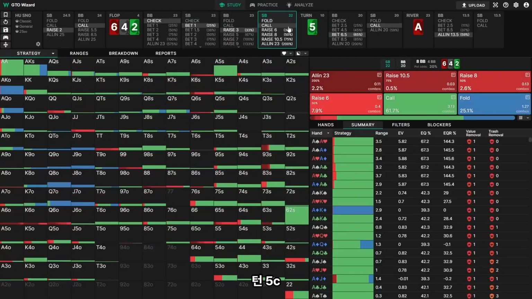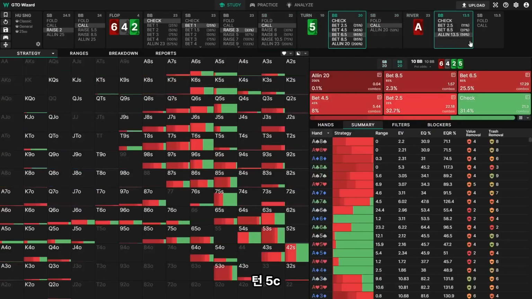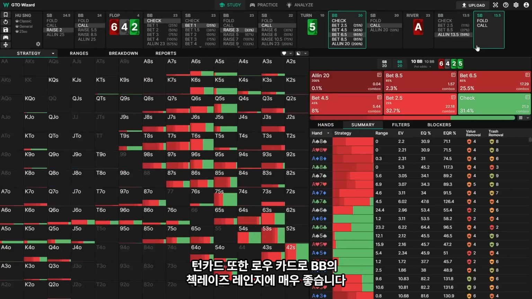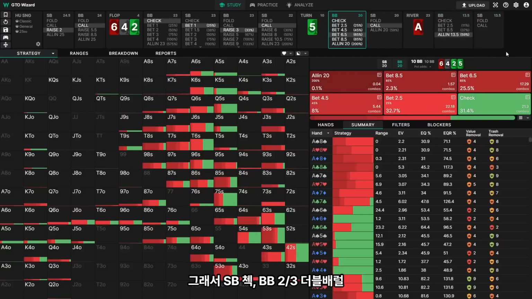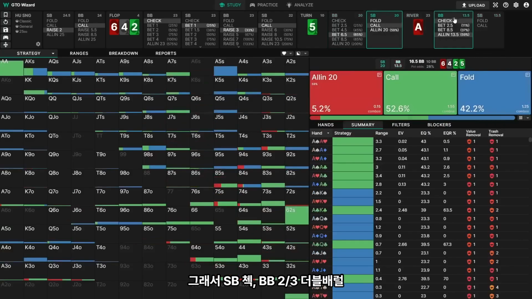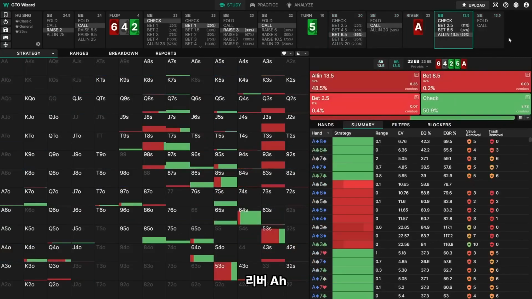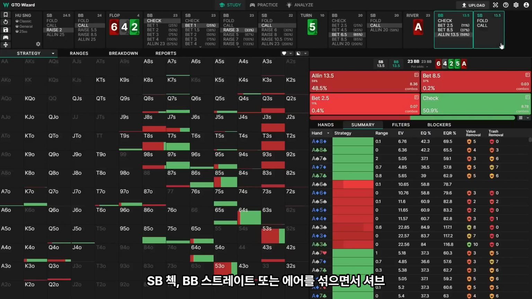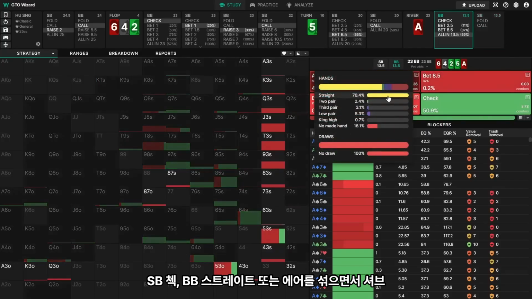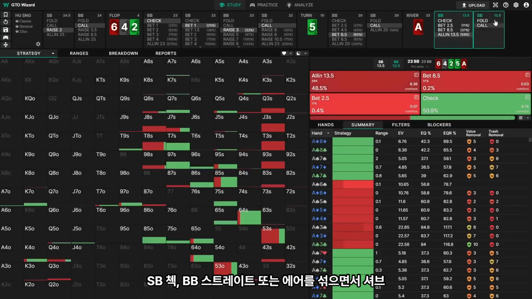So they raise, and we get another low connected card, this time the 5 of clubs, which is actually pretty good for the big blind's check-raising line. They have a lot of these low cards. This hits their check-raise well. So they continue to barrel, this time 2/3 pot. And we get an ace on the river. And so the big blind shoves it in with a good portion of their range, representing mostly straights or nothing.